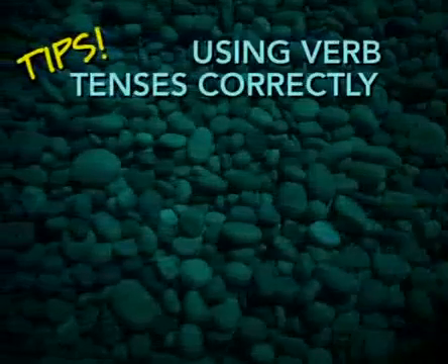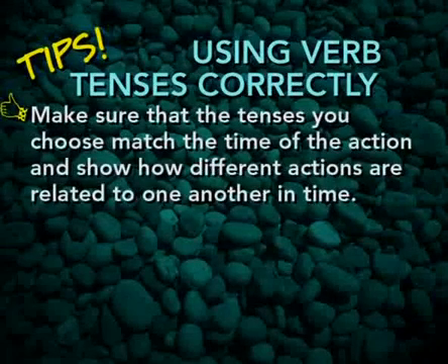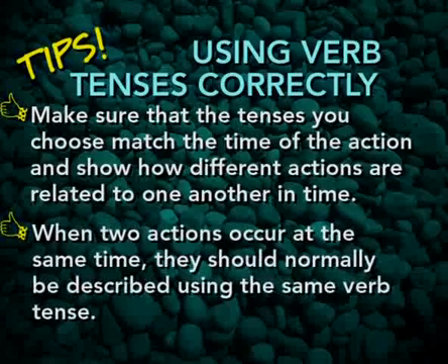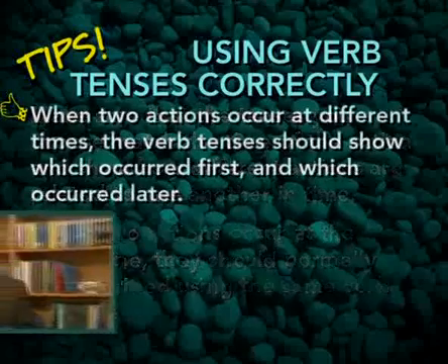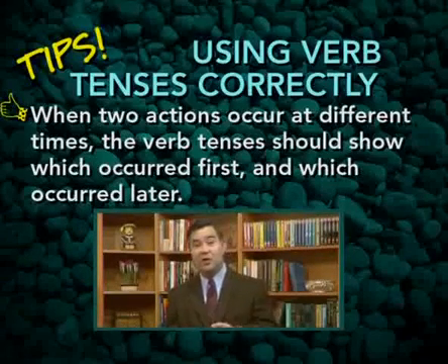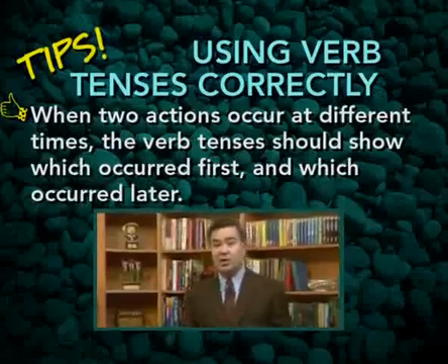Now, how can you be sure that you're using these 6 different forms of English verbs correctly? Here's a tip on using verb tenses properly. The most important thing is to make sure that the tenses you choose match the time of the action and show how different actions are related to one another in time. This means that when 2 actions occur at the same time, they should normally be described using the same verb tense. When 2 actions occur at different times, the verb tenses should show which occurred first and which occurred later. Let's look at a couple of sample sentences that illustrate how this works.